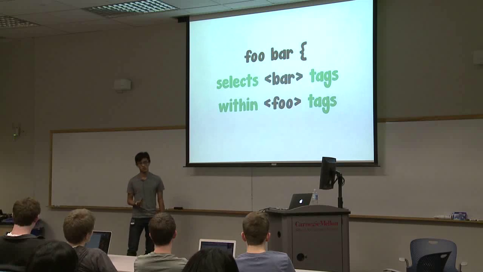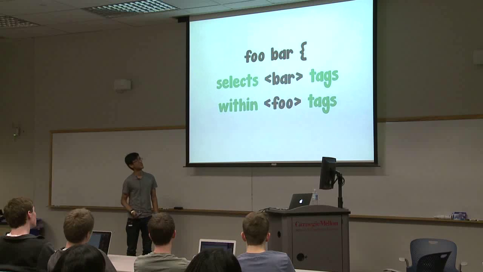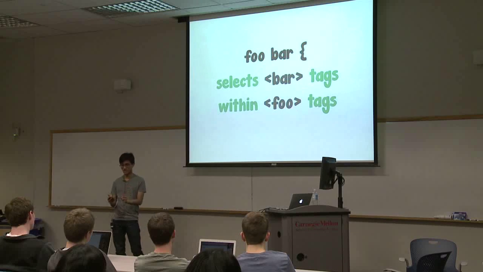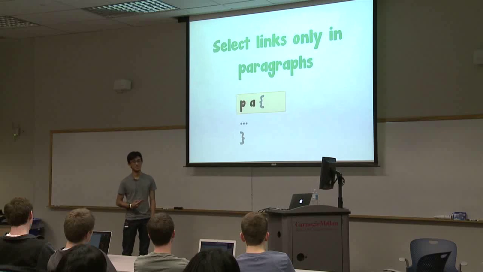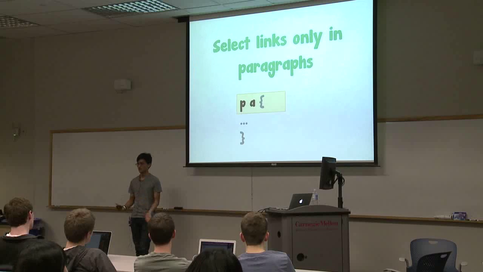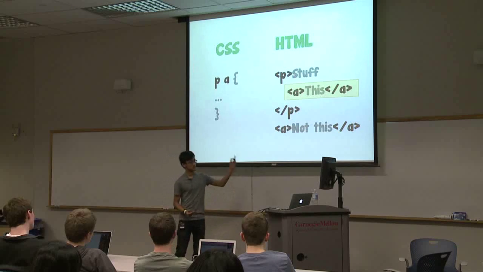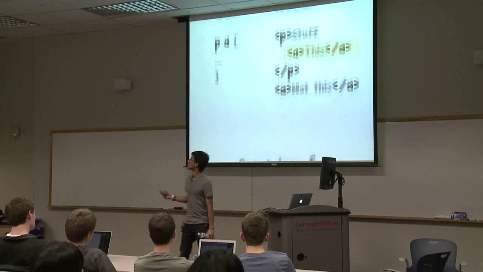There are also some really cool conditional formatting things you can do. So here I have 2 tags, foo, bar. And this is saying any stuff that's within bar tags that's within a foo tag gets selected. So to put it in context, if I want to select all links within paragraphs, but not links outside of paragraphs, I just use p space a. And then it'll only select the links within paragraphs. It's just really, really simple.